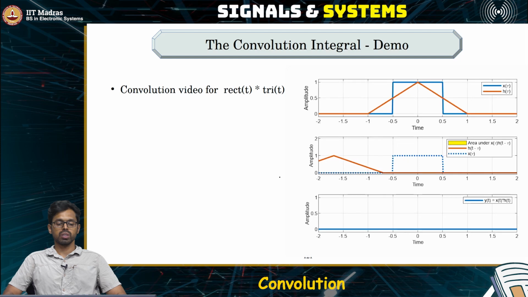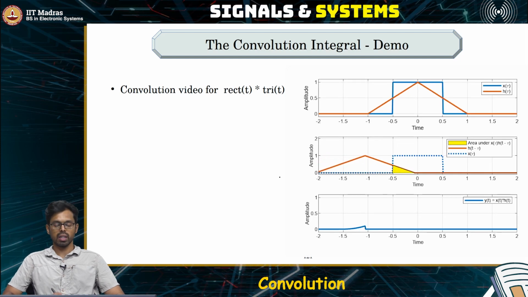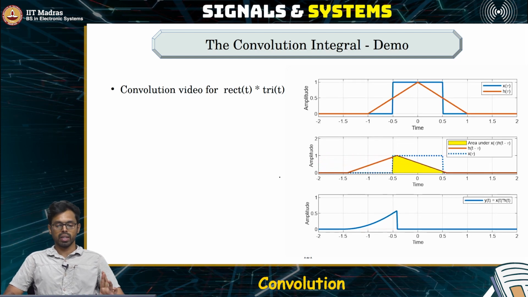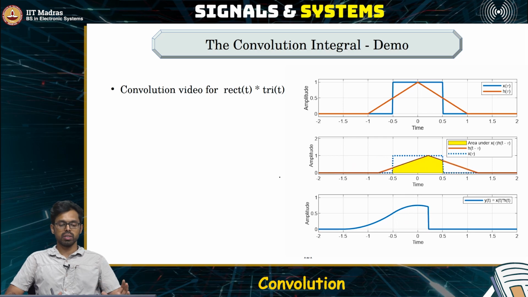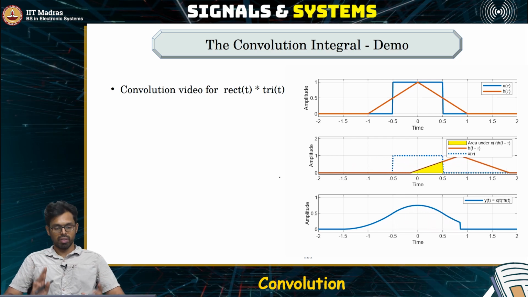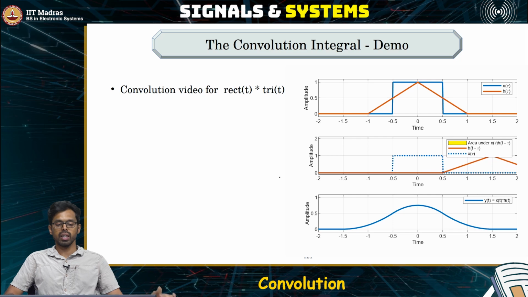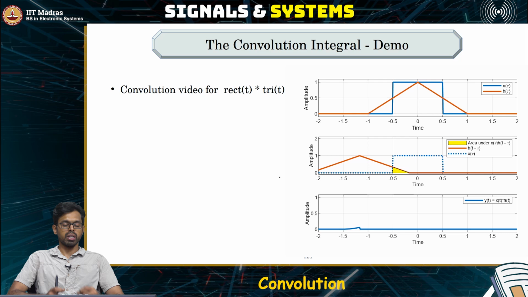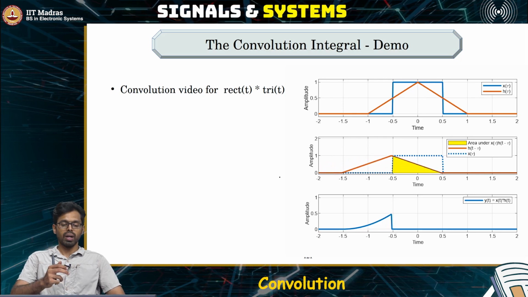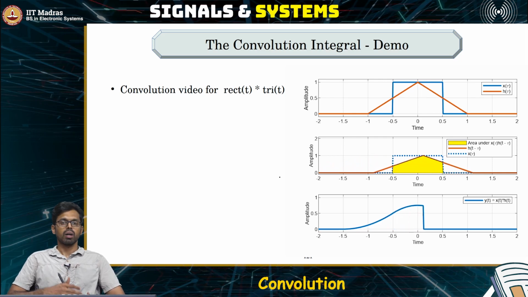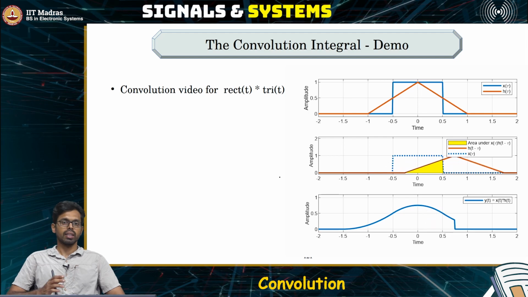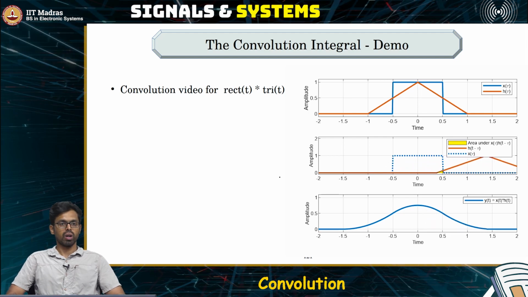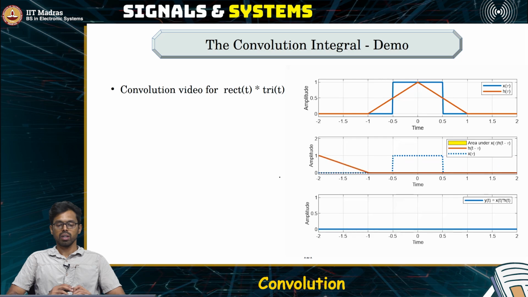So this video shows the convolution of the rectangular signal with the triangular signal. As you can see, the triangular signal is the impulse response which is flipped, which is basically time reversed, and then shifted from -infinity to +infinity. At each and every point of the shift, you multiply that with your signal, compute the area under this product, and that would be your output. That's exactly what is happening in this convolution.